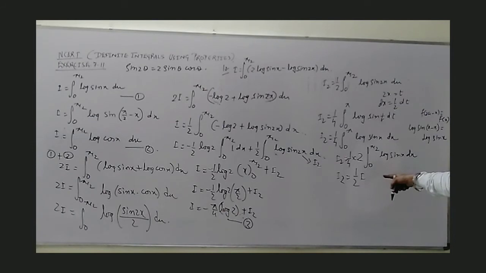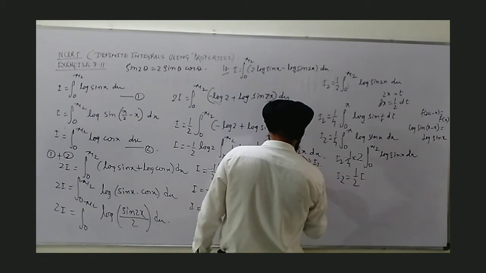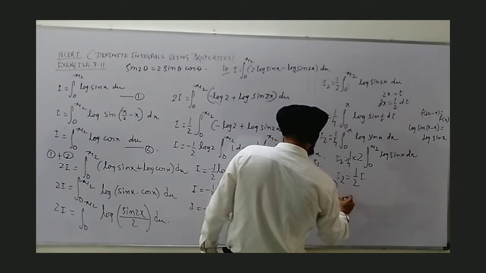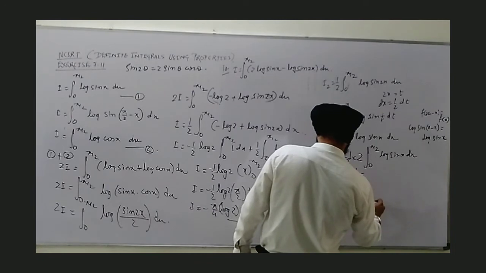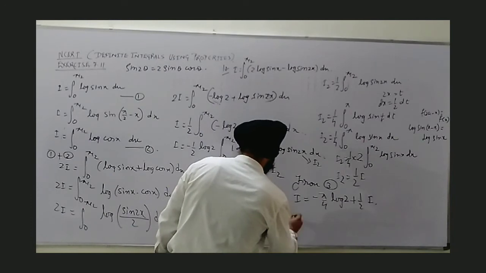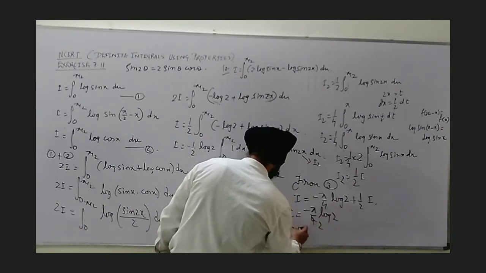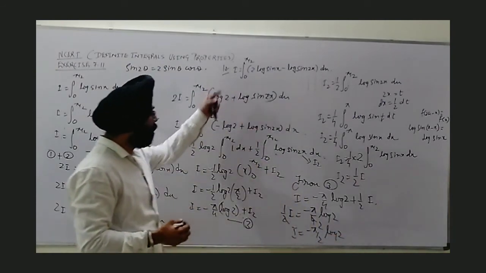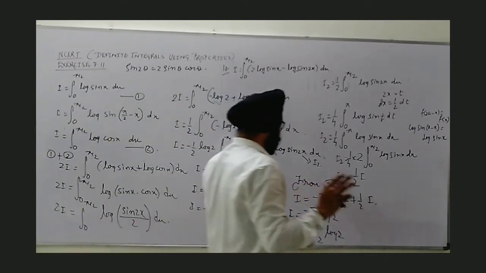So what we can do is put this value of I2 in equation 3. So from 3 we can say I equals minus pi by 4 log 2 plus half I. When half of I is shifted to this side, we get half of I equal to minus pi by 4 log 2, and the 2 and 4 cancel out. The final value of I we get is minus pi by 2 log 2, which is the result of the given integral.